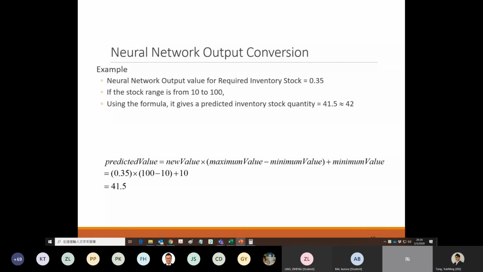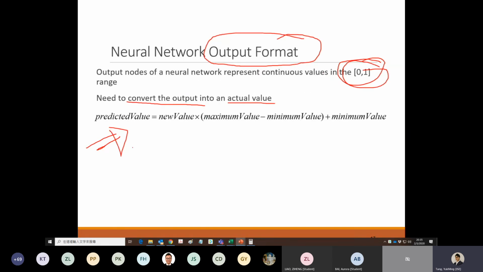For example, if the original value is between 10 and 100, and after you apply the neural network, we find that the output value is equal to 0.35, and then we want to calculate what is the actual output. What is the actual value? Okay, you need to make use of this equation.